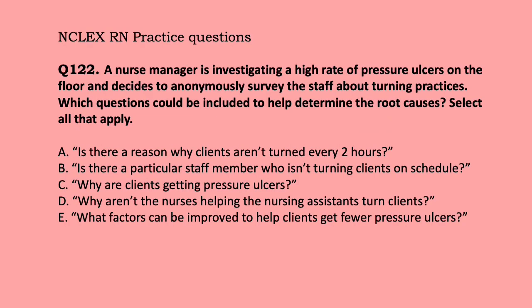NCLEX RN Practice Questions. Question 122. A nurse manager is investigating a high rate of pressure ulcers on the floor and decides to anonymously survey the staff about turning practices. Which questions could be included to help determine the root causes? Select all that apply.